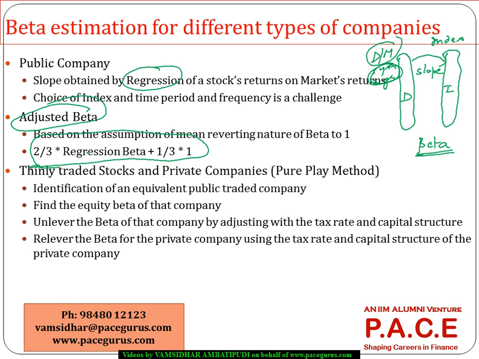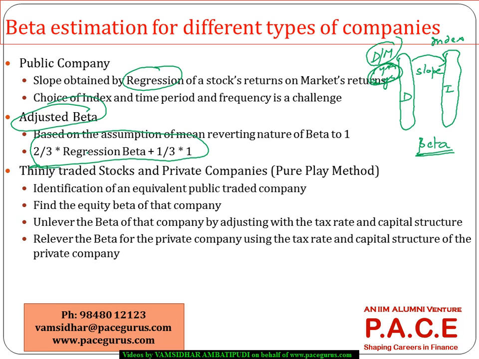If we are looking at a futuristic estimate of the required rate of return, we first do an adjustment to the beta by multiplying the regression beta with 2/3 and 1 with 1/3 to finally arrive at the adjusted beta, which can be used as an input into the CAPM or any other required return estimation models.